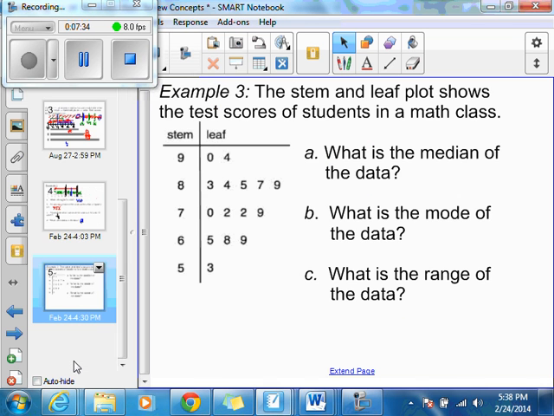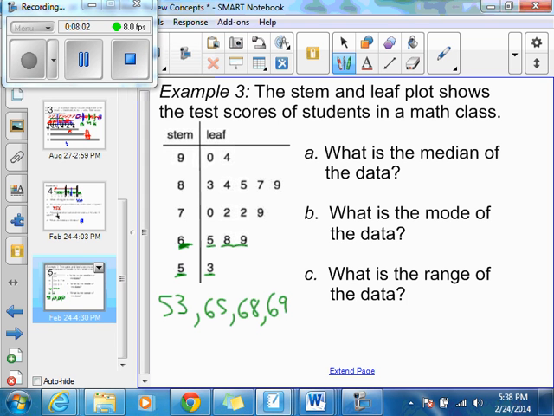Okay, one last thing, we're going to do a quick review of stem and leaf plots. A stem and leaf plot here shows the test scores of students in a math class. To find the median of the data, there's a couple different things you can do. We can list out all of the numbers. So it's for a review. The stem gives you the first number, and the leaves will give you the second number. So that's 53. These numbers are all in the 60s, so that's 65, 68, 69, 70, 72, and so on.